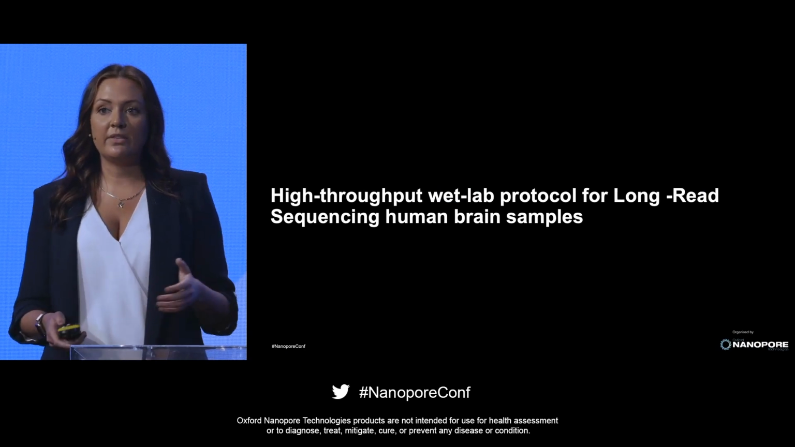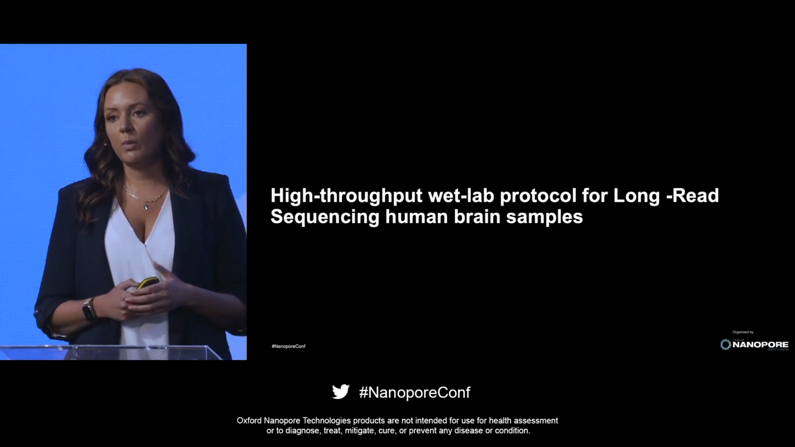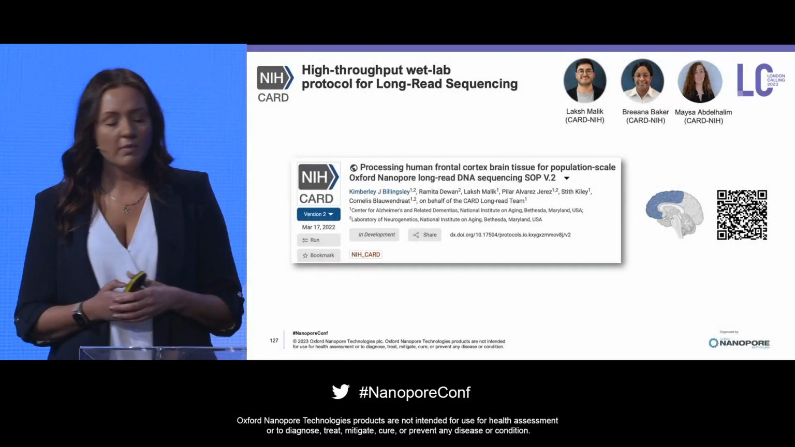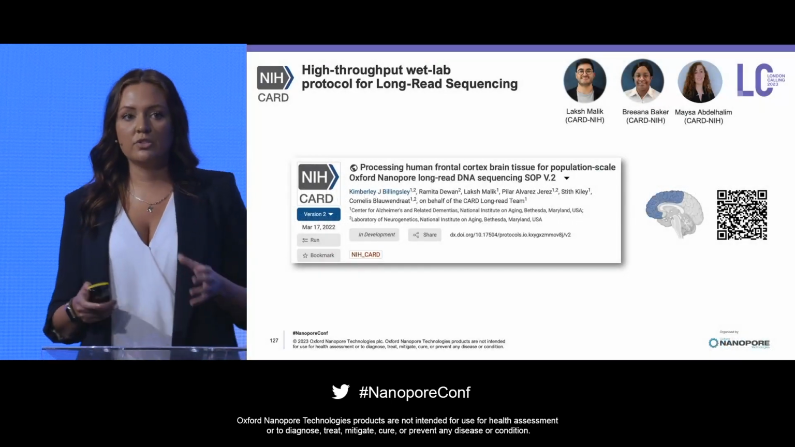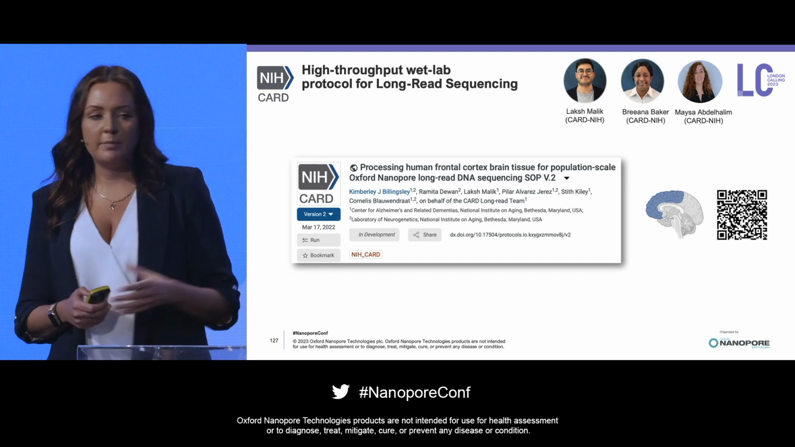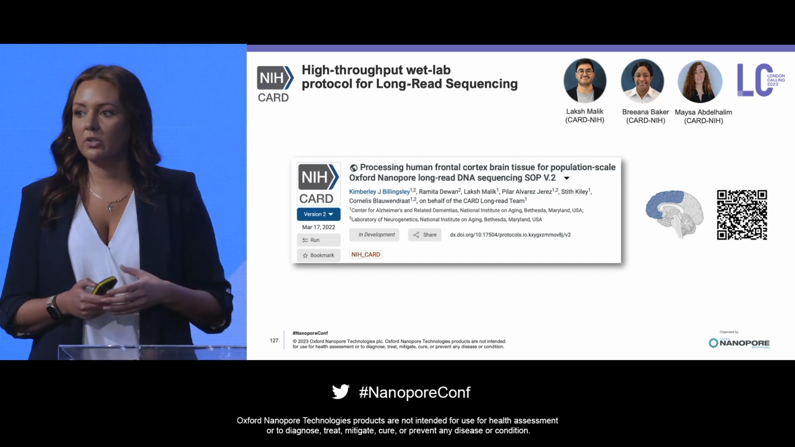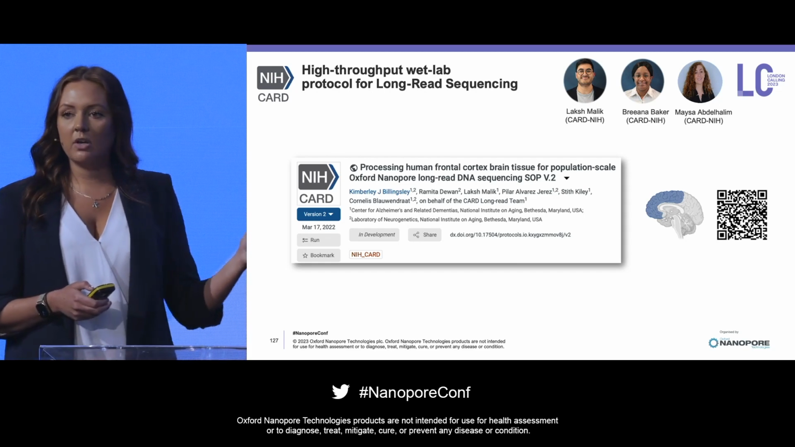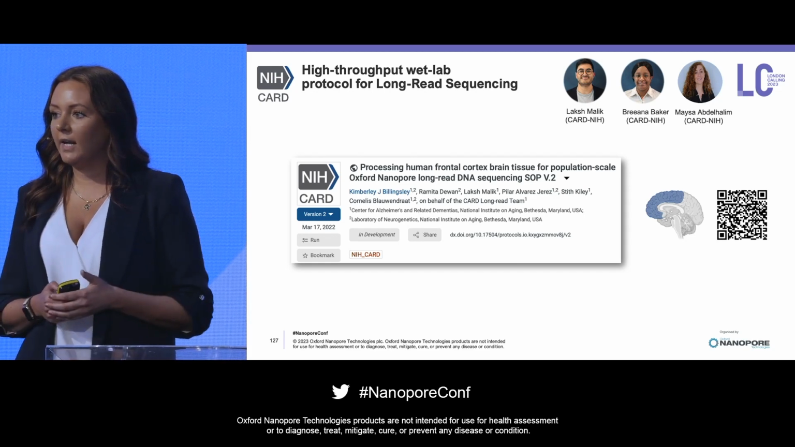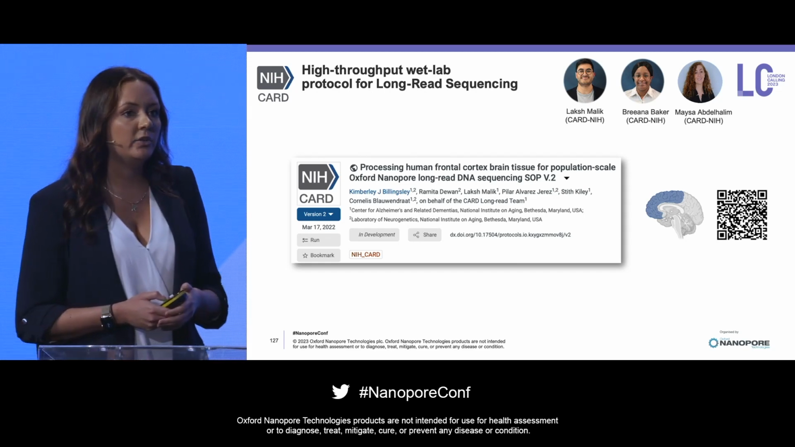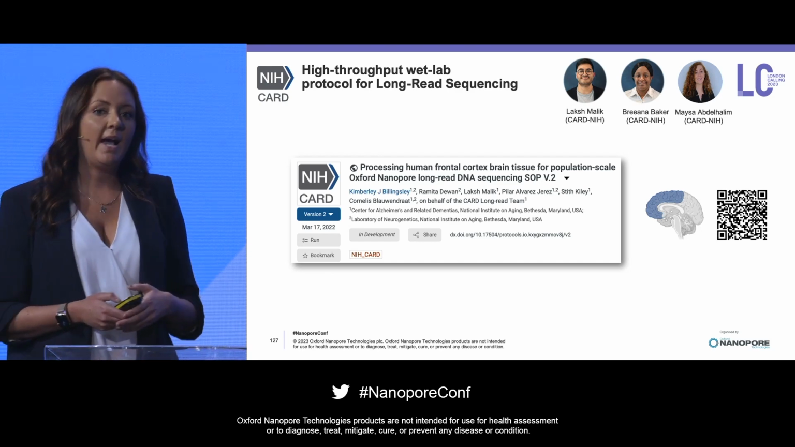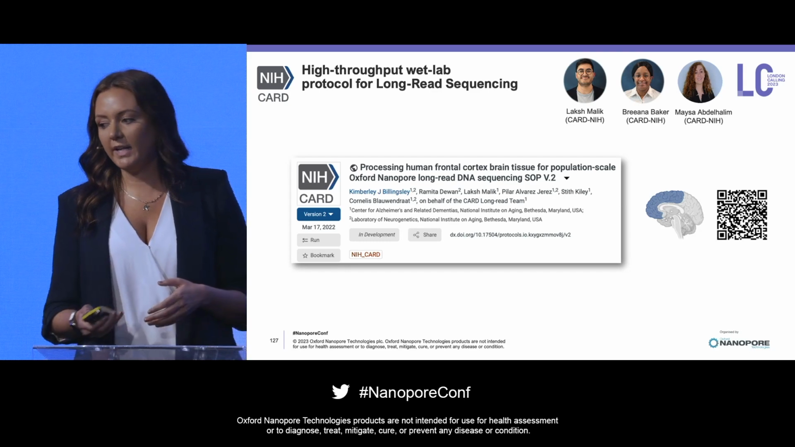So now I'm going to present the first part, which is our high-throughput wet lab protocol for long-read sequencing human brain samples. All of our protocols are put straight onto protocols.io. There's a QR code there if you want to go and look at our protocol for frontal cortex. With this protocol, you yield really high-quality, high molecular weight DNA, and you get N50s when you sequence the DNA of around 30 kb and around 30x coverage for the R9.